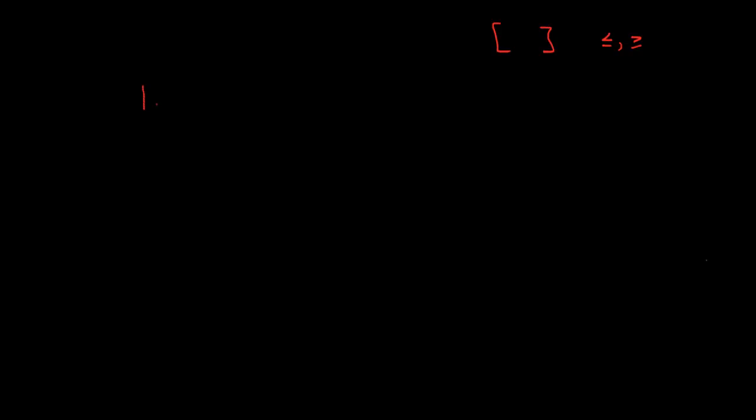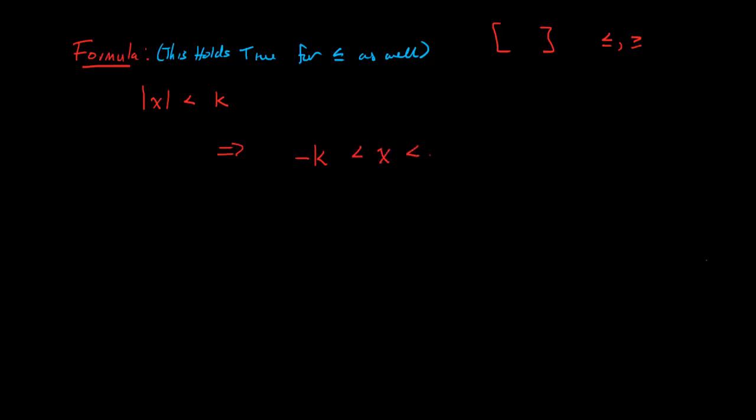So if we have the absolute value of x less than a value of k, this is going to be our first formula that we can recognize. And remember, this holds true for less than or equal to as well. So what does this imply? This implies that negative k is less than x, which is less than positive k. So this is a compound inequality.